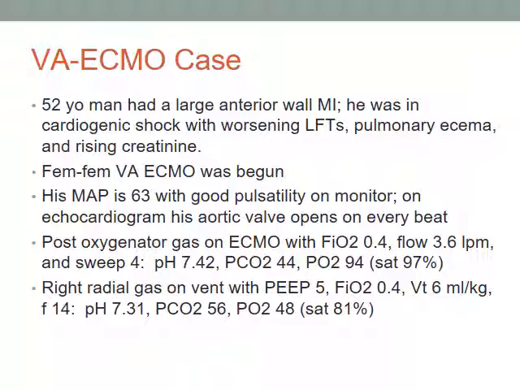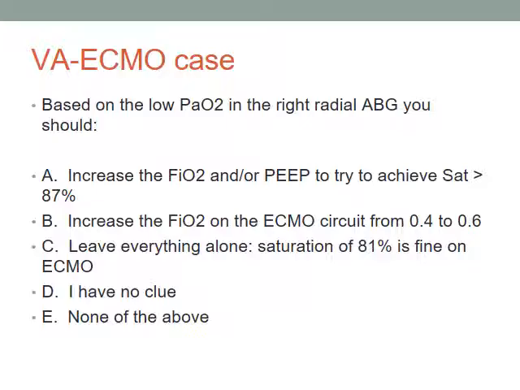His right radial gas: he's on fairly standard ventilator settings, rate of 14. pH is 7.31, PCO2 is 56, PO2 is 48, 81% sat. Okay? Based on that low PO2 in the right radial ABG, you should: A, increase FiO2 and/or PEEP to try to get a sat over 87. B, increase the FiO2 on the ECMO circuit from 0.4 to 0.6. C, leave everything alone, saturation 81% is fine on ECMO. D, what is ECMO? And E, none of the above.